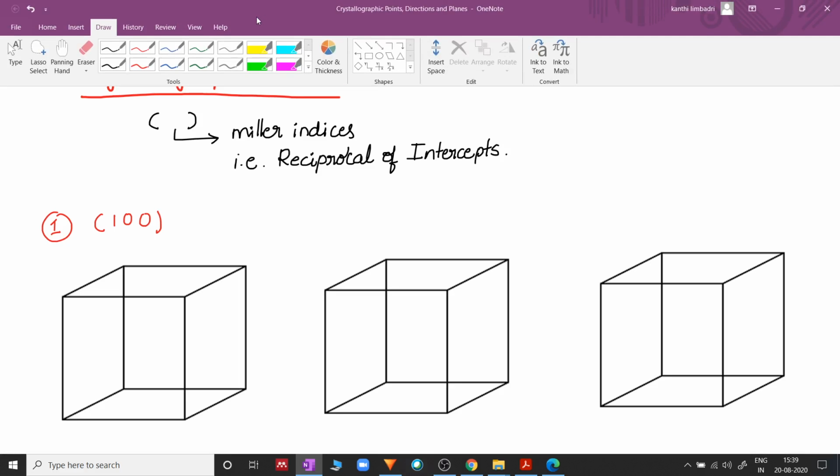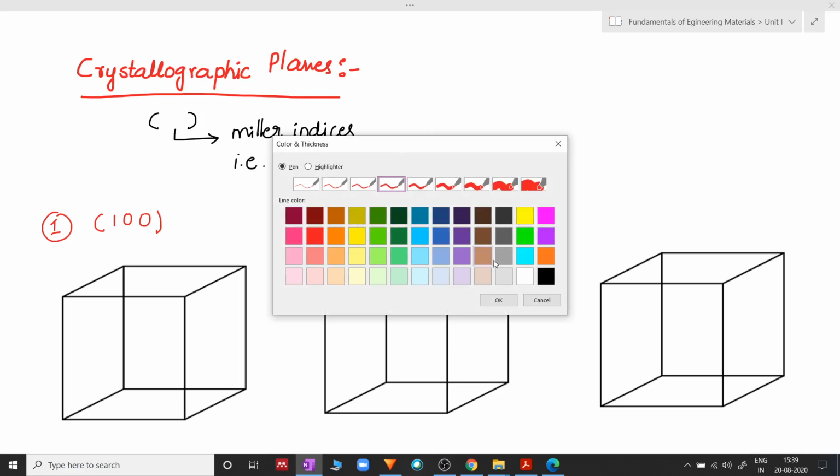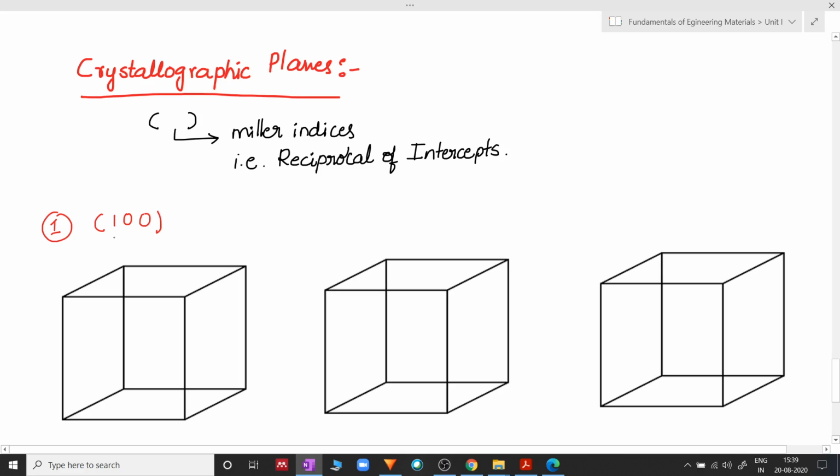Then what are the reciprocals of them? The reciprocals of them are 1 by 1, 1 by 0, and 1 by 0. It means 1, infinite, infinite. So these are the intercepts. So reciprocals of intercepts are Miller indices, and reciprocals of Miller indices are intercepts.